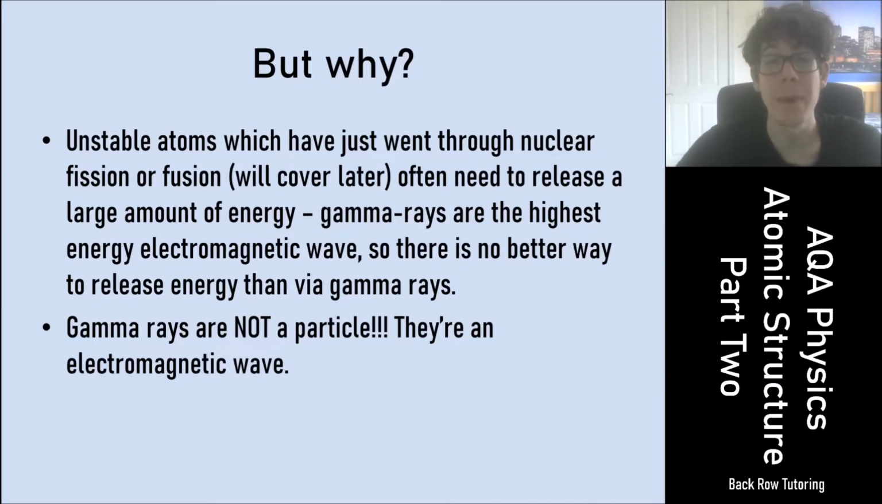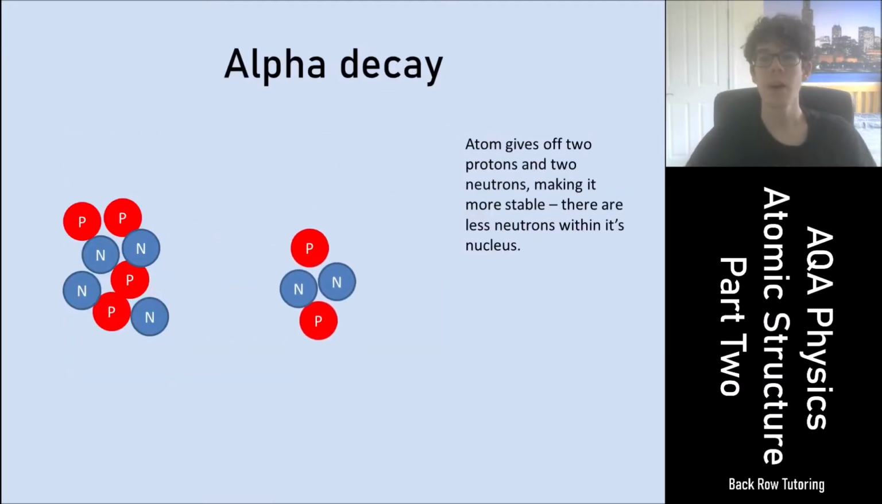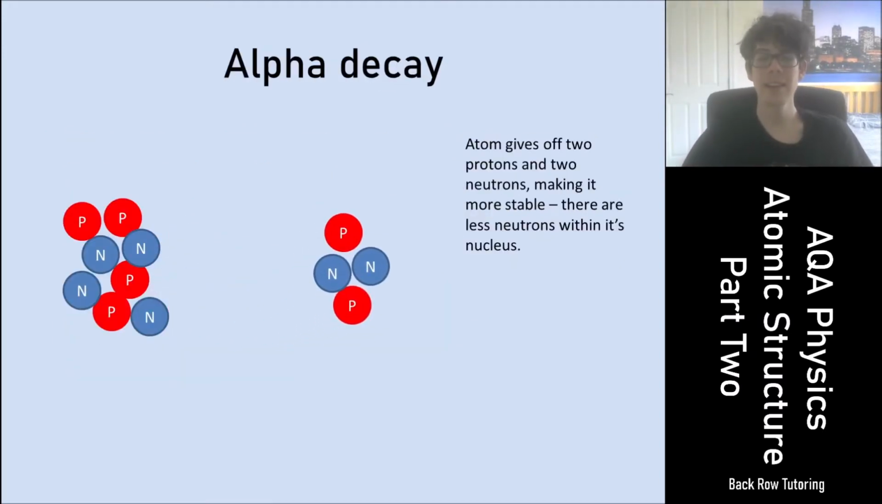Gamma rays, unlike beta and alpha decay, are not particles. They are an electromagnetic wave, and we'll cover waves later on in our course, but just know gamma rays are not particles, they are waves, very high energy waves. So if you have a nuclear reaction and you need to get rid of a lot of energy very quickly, gamma rays are ideal. So gamma rays are emitted after nuclear changes.